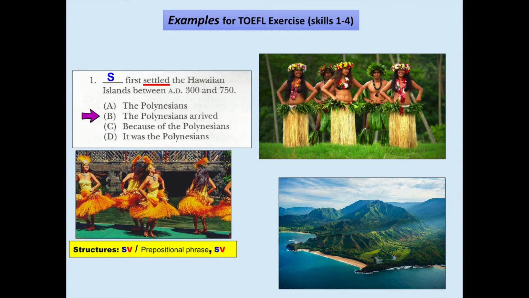Boy, the Polynesians arrived. Here we have a verb, so that is not the answer. Cat starts with a connector, but we do not need a connector because this sentence has only one clause. Dog has a verb, was, so that is not the answer. That means our answer is A, the Polynesians.